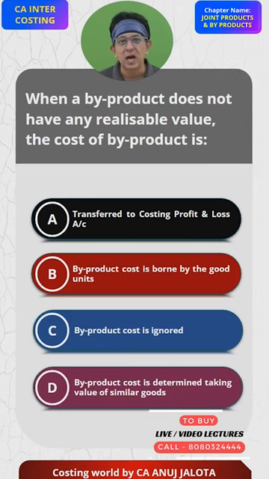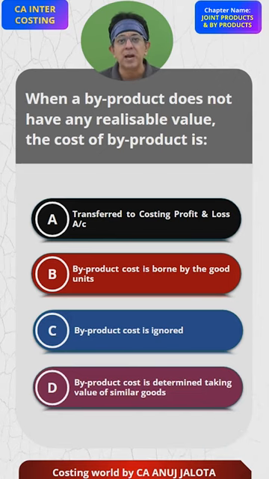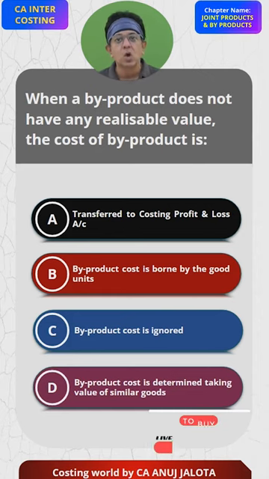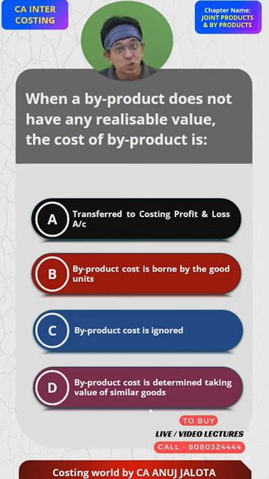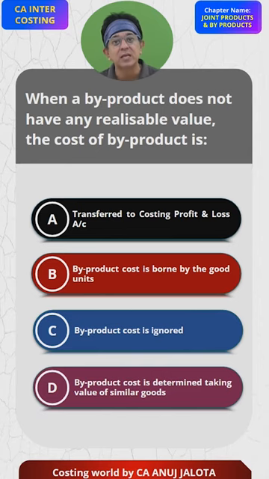So, therefore, the answer in this case should be B. Byproduct cost will be borne by the good units. That itself will mean that the cost of the good units, that is the joint products, will be increasing.